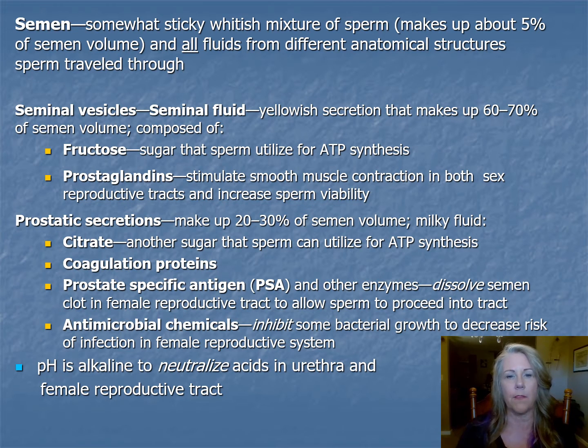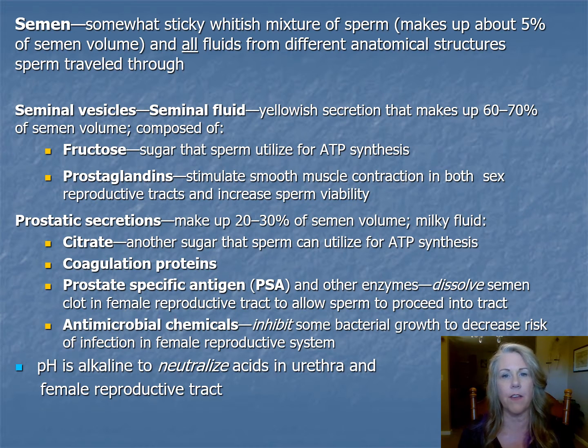Now, let's talk about those particular structures and what they add to the semen. So first, the seminal vesicles. Seminal vesicles secrete seminal fluid. That seminal fluid is a yellowish secretion that makes up about 60 to 70% of the semen volume. It's composed of a couple different things. One is fructose, and you'll remember that is a sugar. That's a sugar that the sperm utilize for ATP synthesis.